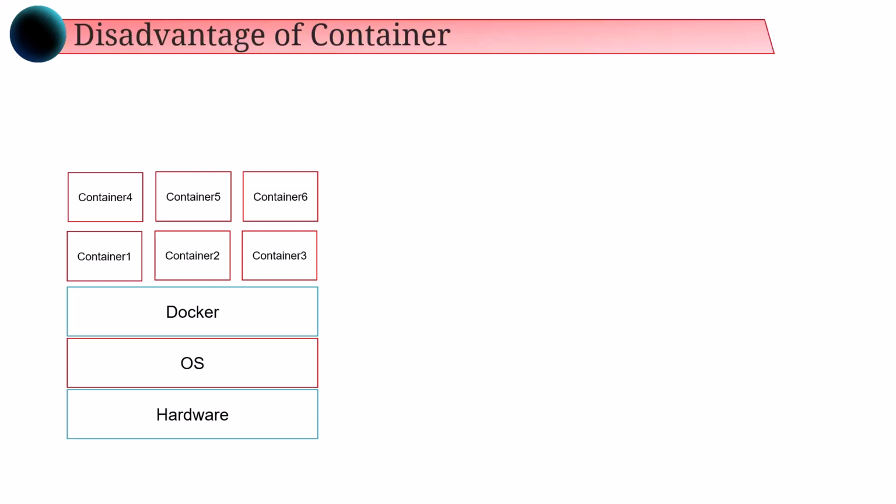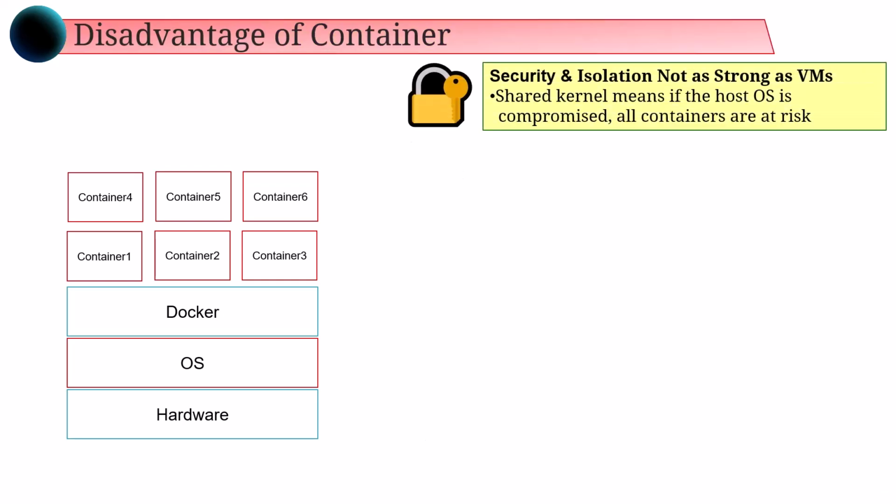Now let's see the disadvantages of a container. The security isolation is not as strong as VM. Because the containers share the operating system kernel, if the operating system kernel is compromised, it will impact all the containers which are running on that host, and all the containers will be at risk.